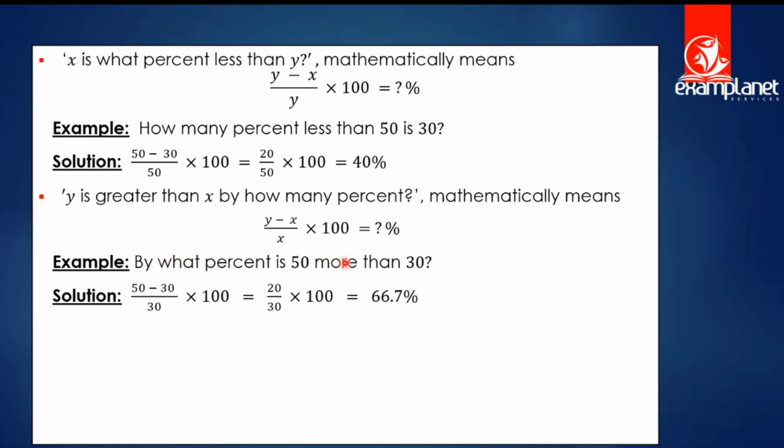By what percent is 50 more than 30? So 50 more than 30. The difference will be 50 minus 30, all over 30. 30 will be the denominator, times 100. That will be 20 over 30 times 100, and that gives you 66.7%. So 50 is more than 30 by 66.7% of 30. That's what that means. Okay, so this is how we interpret our percent statement mathematically in order to be able to calculate easily. Alright, let's move on.